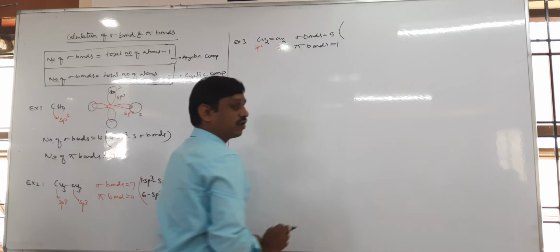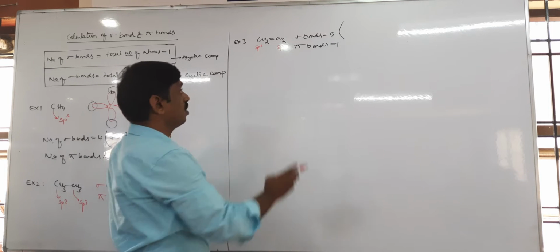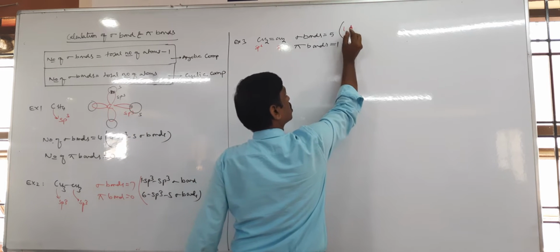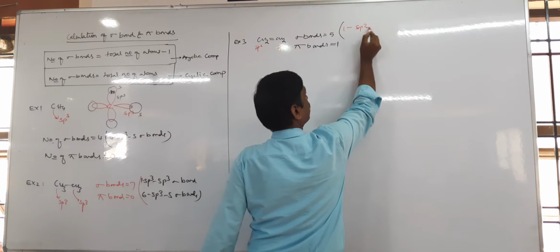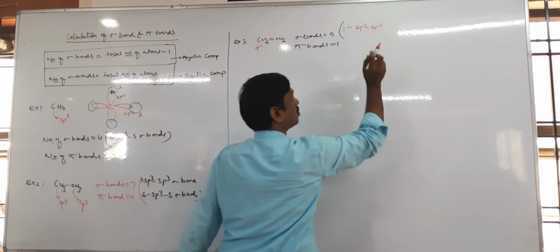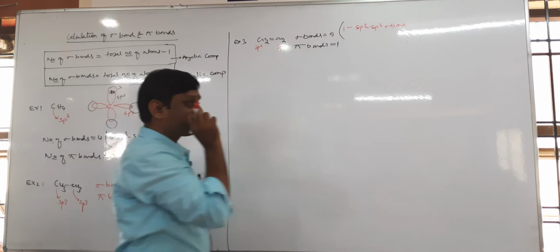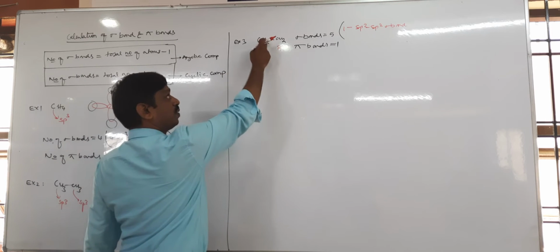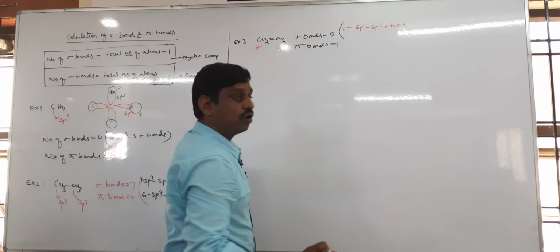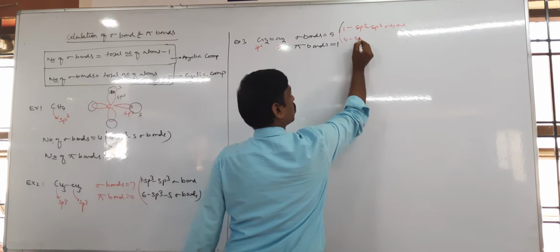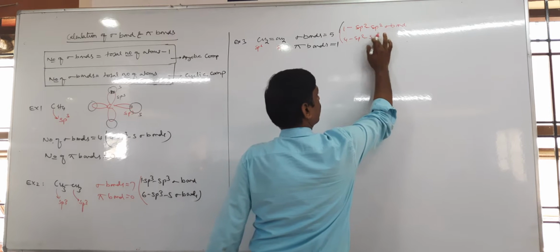Which type of sigma bond? There is one sp2-sp2 sigma bond, no? Between the two carbons, that is one sp2-sp2 sigma bond. Next, there is sp2-s. How many? 4. So there are 4 sp2-s sigma bonds.